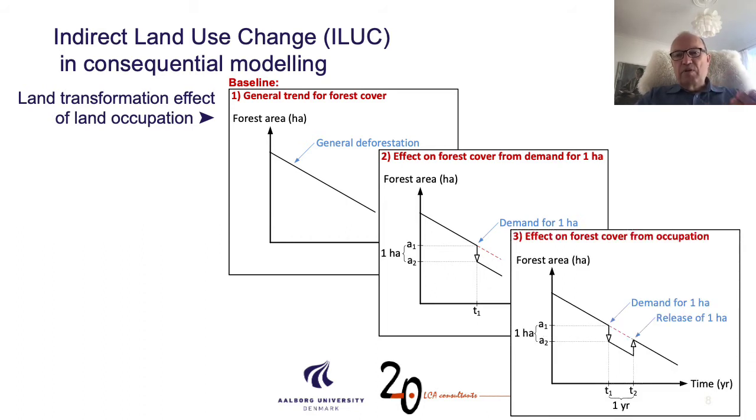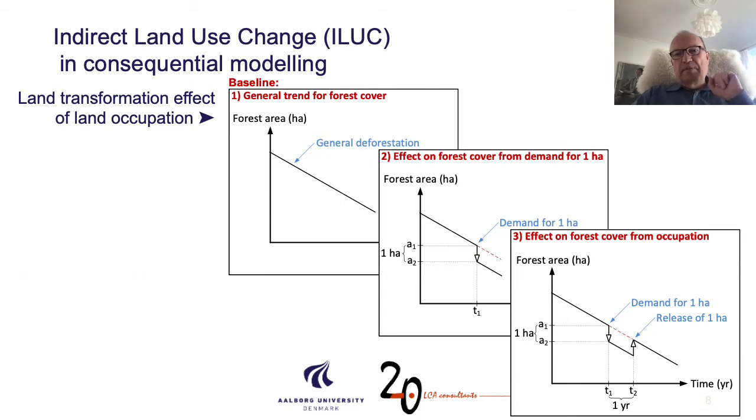But we're only asking for this land for 1 hectare year. So after that year, we'll actually release it again to somebody else to use. You could say we recycle the land area. And that means that we actually go back to the original decreasing line of the trend. So we just made a little bump in the curve. And that little bump is what we're responsible for.